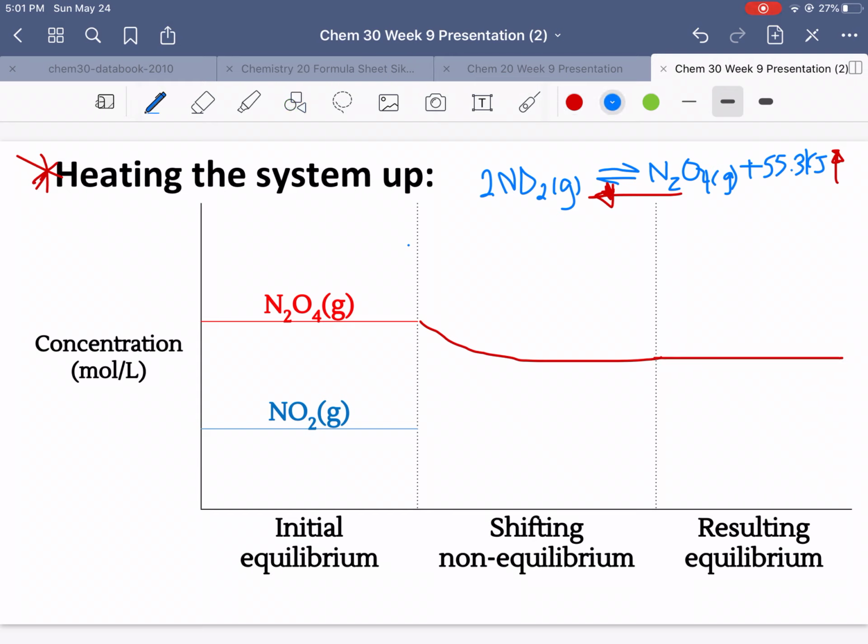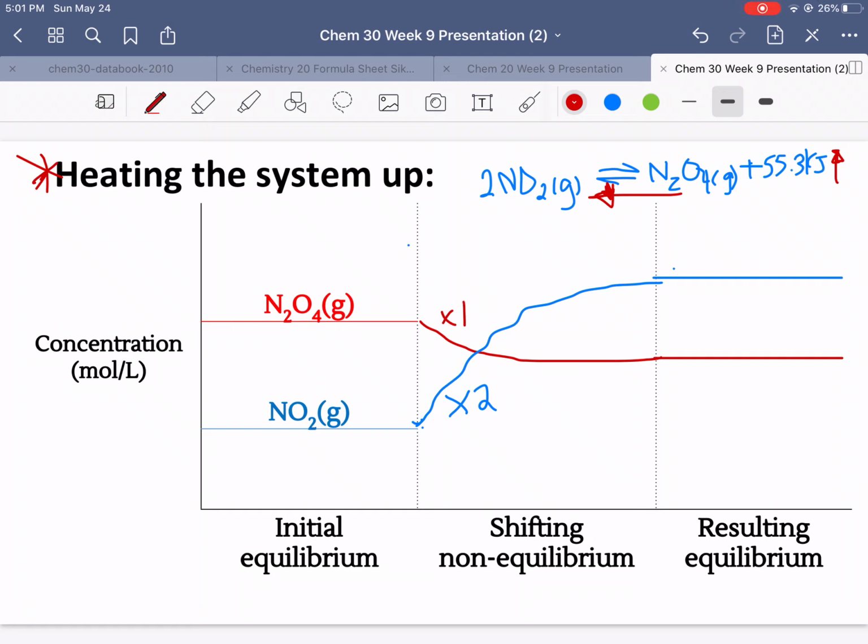Vice versa, the nitrogen dioxide is 2 moles, right? So it's going to go up by a factor of 2. So we'll draw that change first, going up a little steeper until it flattens out at equilibrium. Once again, just write it in. This is a times 2 versus the dinitrogen tetraoxide is going down by a factor of 1.